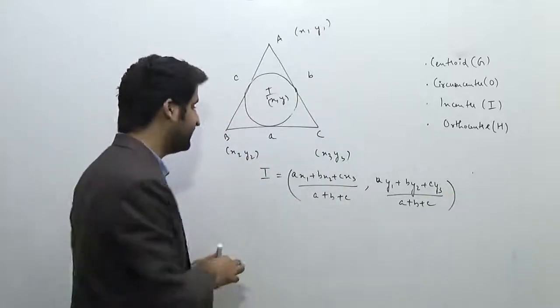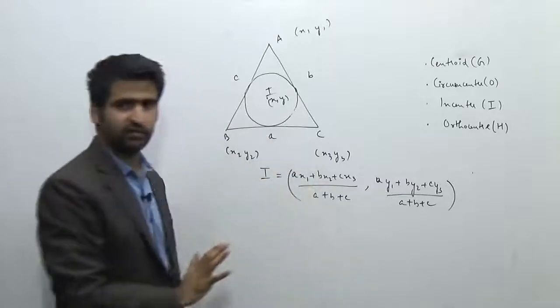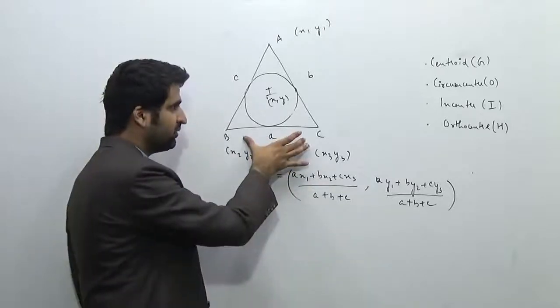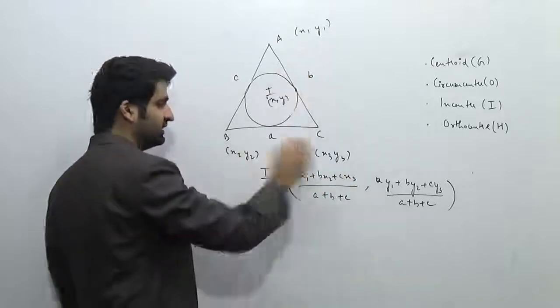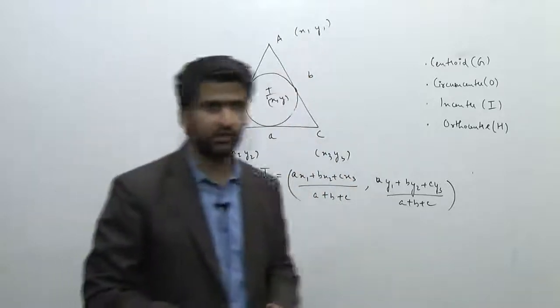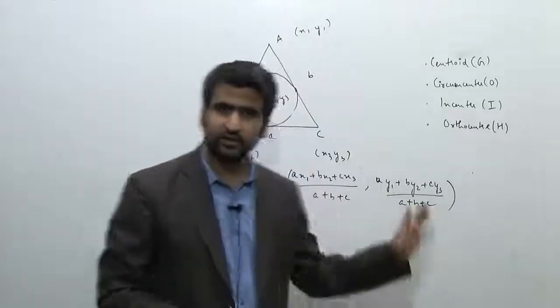Now how are we going to calculate a, b and c? Simply by the distance formula. Apply the distance formula over here, here and here. Put in the values. We all know the coordinates x1, y1, x2, y2, x3, y3, so apply this formula and you will get the incenter.